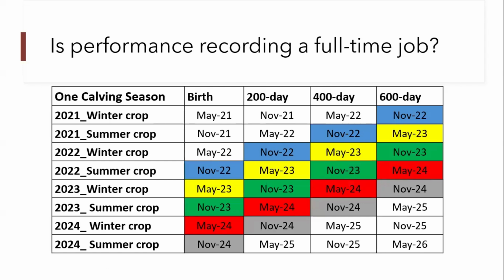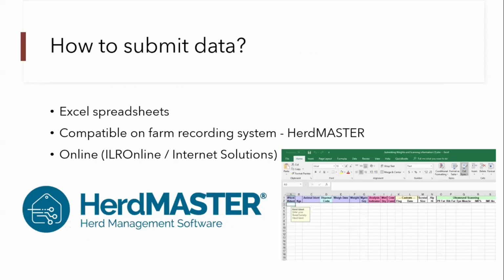Even if we have more than one calving season, I see there's a mistake on the PowerPoint here. If you have 2 calving seasons, again, there will be an overlap. So in this case, on the same day, you will have 200-day weights, 400-day weights, and 600-day weights of your different calf crops. So how do we submit the data?